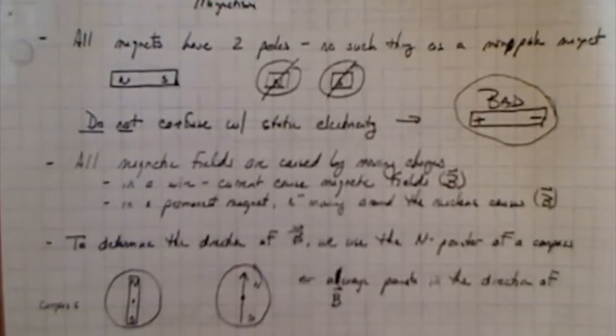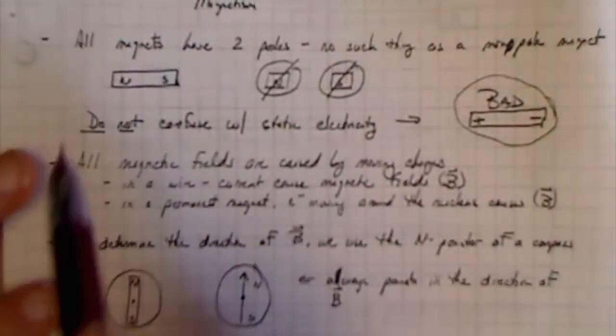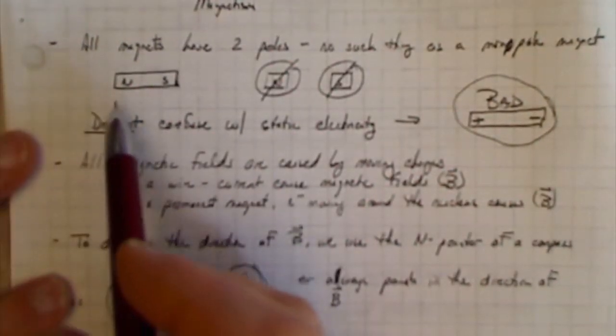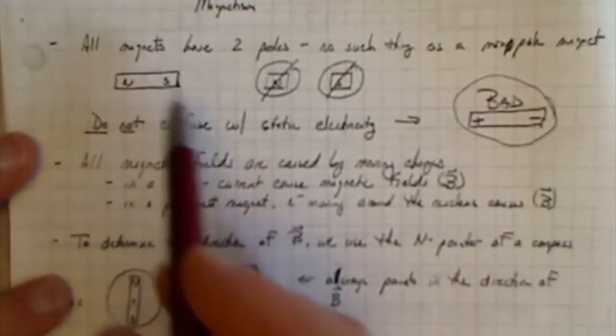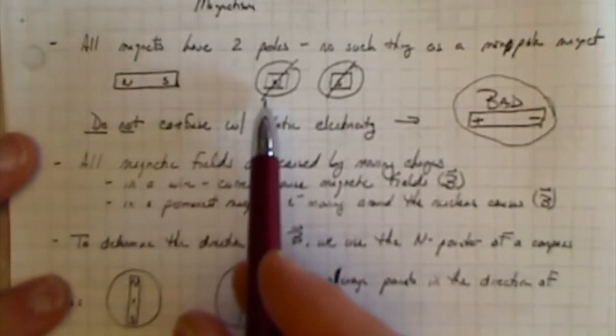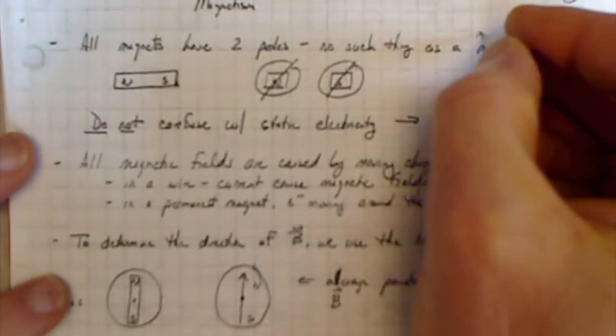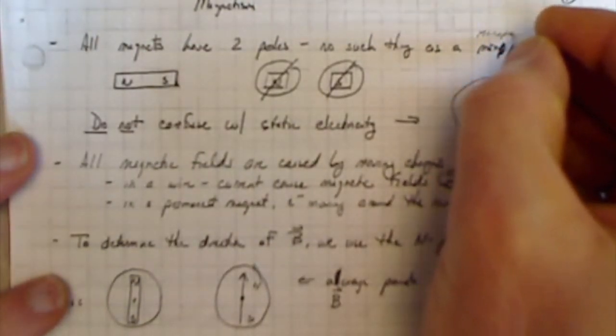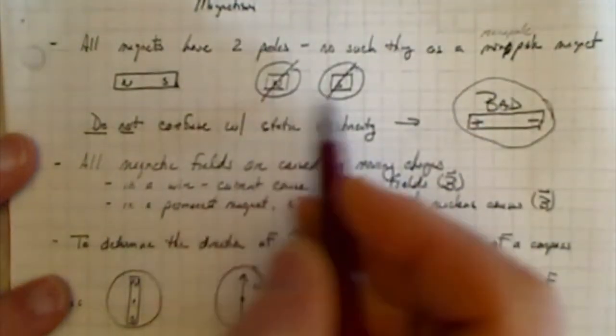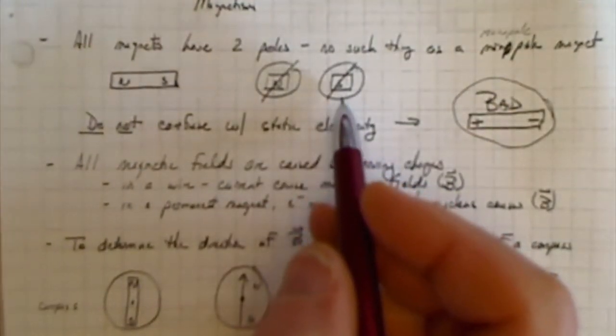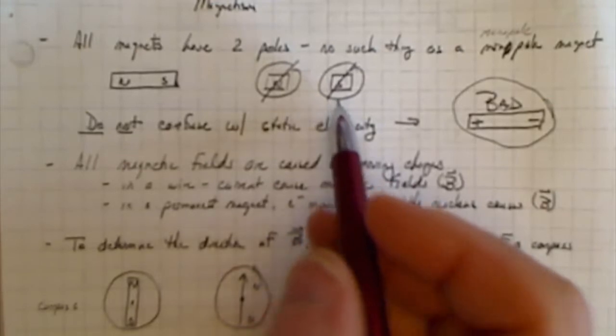Let's start out with the simple things. First of all, magnets have a north and south pole. You cannot have a monopole magnet. Sorry about the writing, that's a monopole magnet. In other words, a single north or a single south cannot exist by itself.